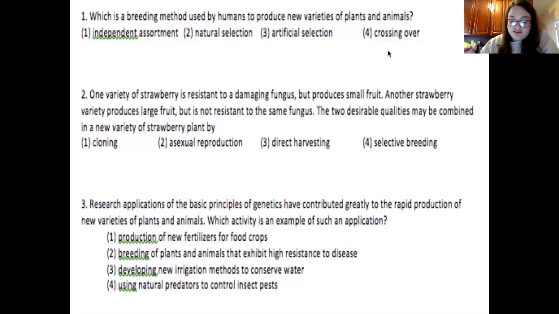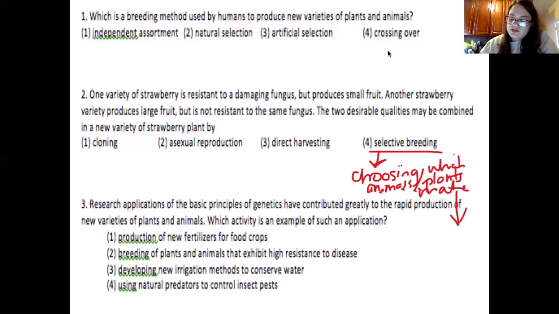Okay, I'm not gonna write those again, but this is talking about picking up crops. And finally, number 4, selective breeding. We have heard this a million times. Remember, we're talking about choosing a mate or choosing which animals or plants mate. And the reason we do this is to pick the best traits.